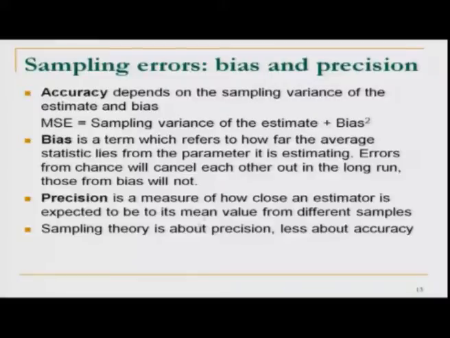Bias is a term which refers to how far the average statistic lies from the parameter it is estimating. Errors from chance will cancel each other out in the long run, those from bias will not. If there is a systematic bias, that bias will be reflected in results from all the samples. Precision is a measure of how close an estimator is expected to be to its mean value from different samples. This precision is measured about sampling error. Sampling theory is about precision and it is not about accuracy as such.